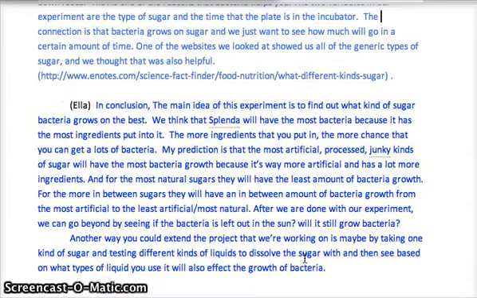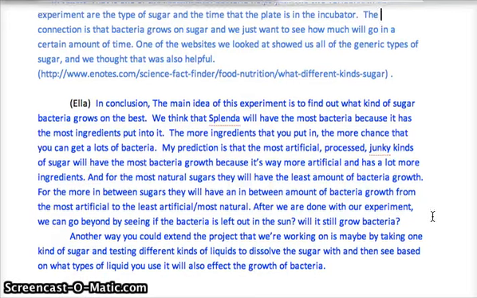In conclusion, the main idea of this experiment is what kinds of sugar will help bacteria grow the best on our plates. We think it'll be Splenda because it has the most calories and ingredients in it. The more ingredients you put in, the more processed, junky it is for you and obviously the bacteria. And another way you could take this experiment further is by taking one kind of sugar and testing different kinds of liquids to dissolve the sugar with, and then see how it affects bacteria growth.